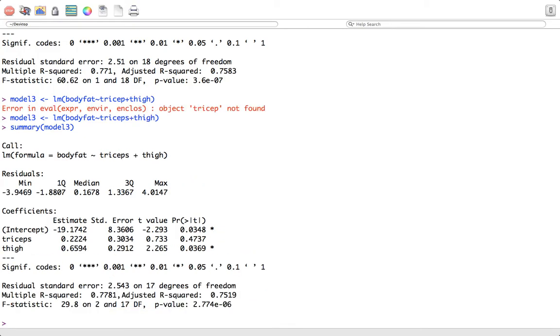All right, so when we do that, notice that the tricep is 0.222 and the thigh is 0.659. Now what I'd like to do is throw everything in the model, and we'll call this model 4. So now we're going to do the full-on effect, predicting body fat from triceps plus thigh plus mid-arm.